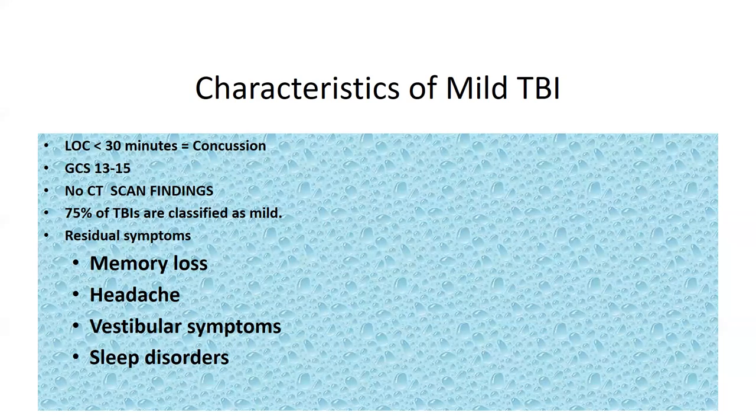What are then the residual symptoms? Headache is one of the major complaints. Sleep disturbance, for which generally patients come to us. Vestibular symptoms, that means the patient has head reeling or gait disturbance. Memory loss, generally anterograde or retrograde memory loss. So these are the findings, and because mild TBI constitutes around 70% of cases, we should be very careful for these cases. And the Glasgow Coma Scale is 13 to 15.